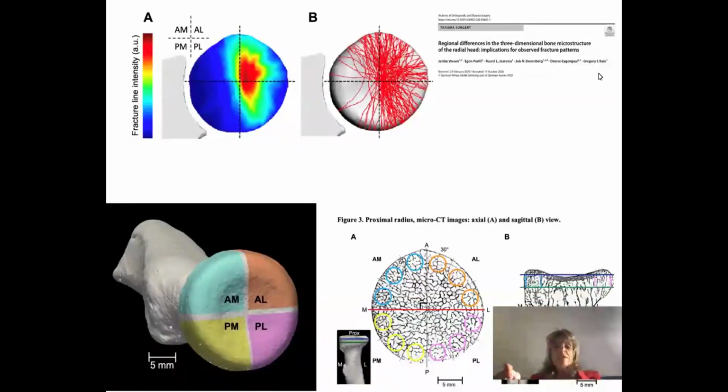Realize that if you make a micro CT scan of the radial head, the anterolateral part and the posterolateral part are weaker than the posteromedial and anteromedial part. So this is the weak part of the radial head. And if you do a heat mapping of the radial head fractures, most of the fractures are on the ALPO part.